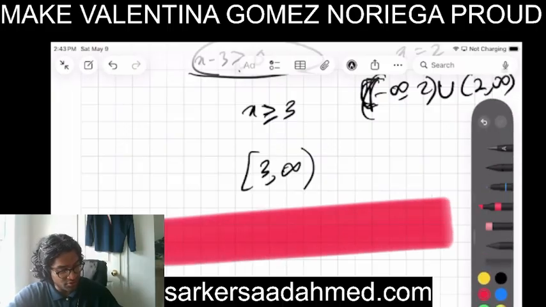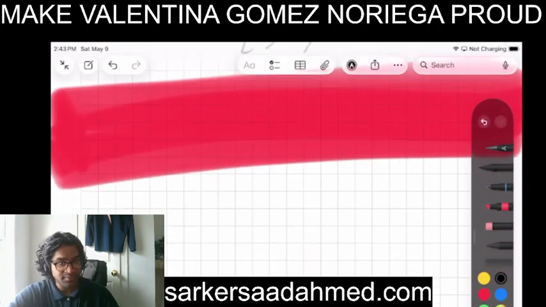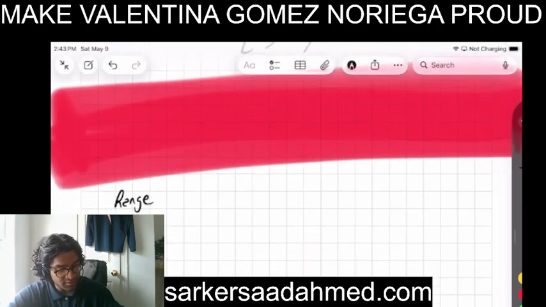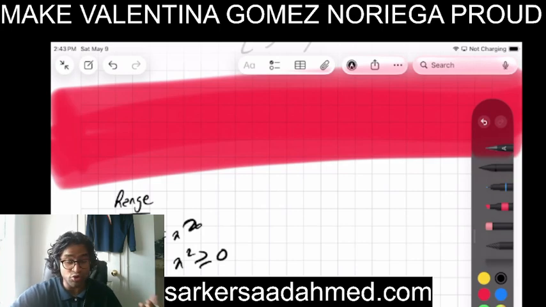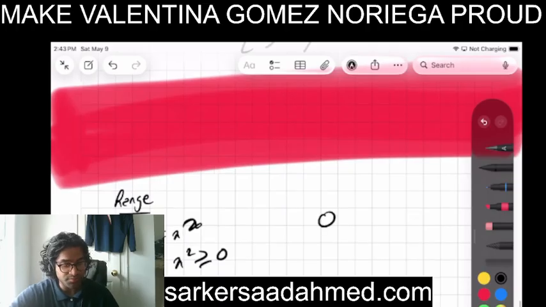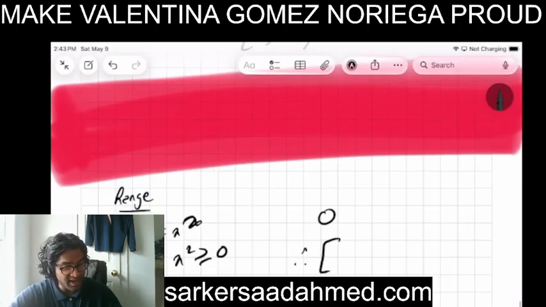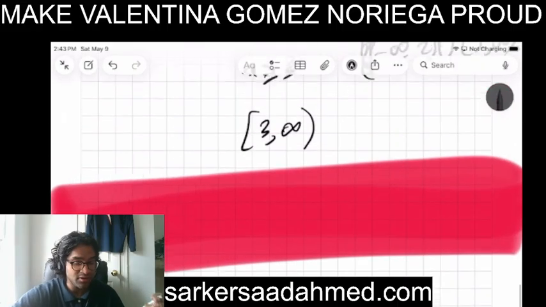Let's do an example for range. We have f of x is equal to x squared. And now, obviously, x squared will always be greater than or equal to 0. Your minimum output will be 0, which means our range will be from 0 to infinite.